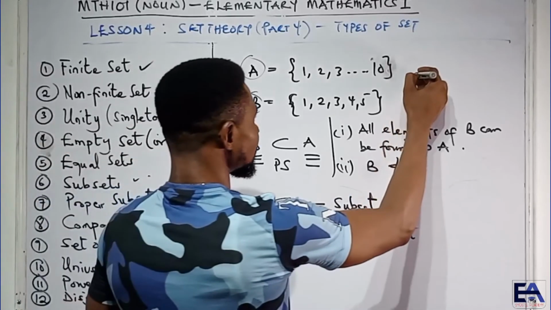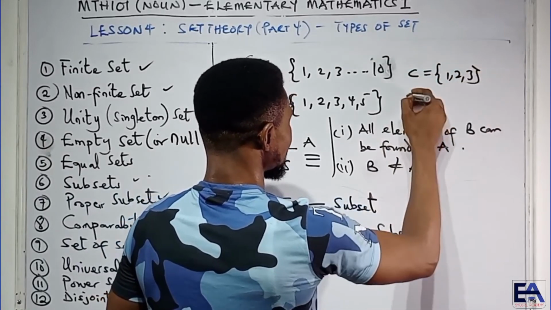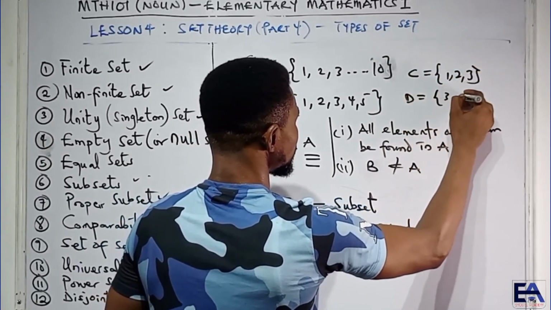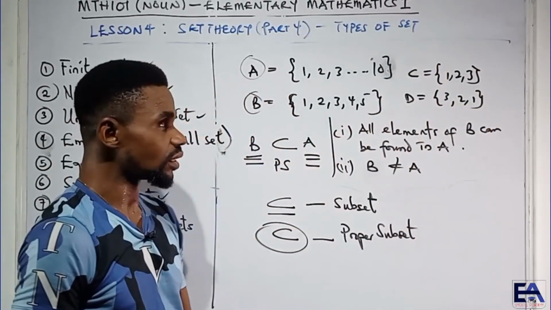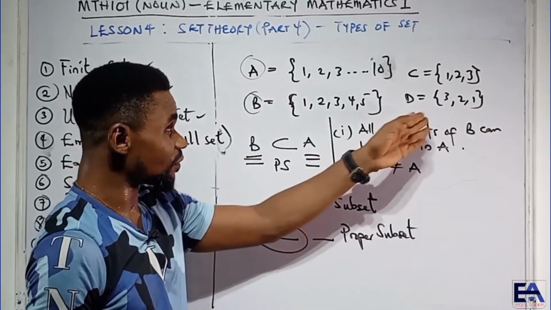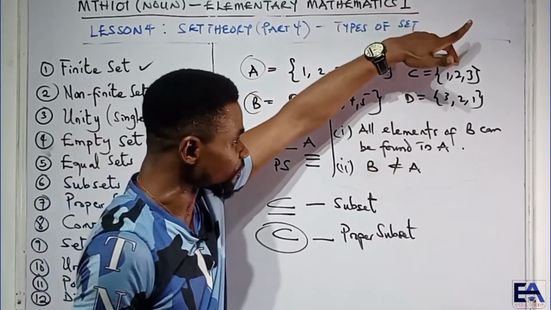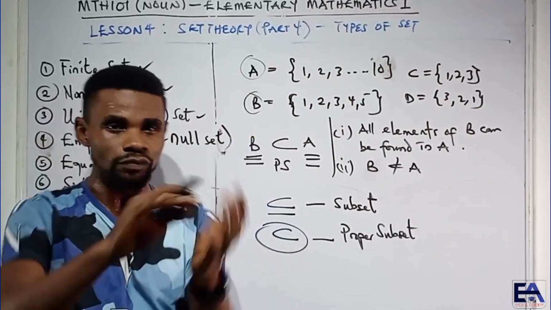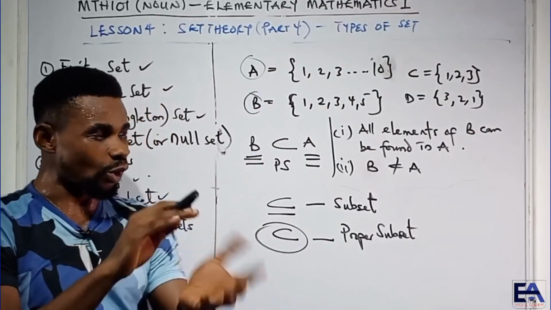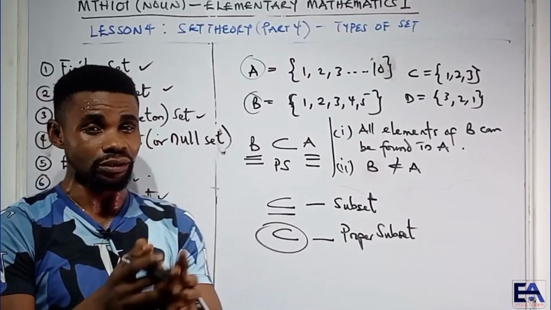So if C is equal to {1, 2, 3}, and D is equal to {3, 2, 1}, it means that D is a subset of C, because everything found here can be found here. And C is also a subset of D, because everything found here can be found here. So at the end of the day, the two of them could be struggling for which one comes first. I'm just trying to make it analogical.